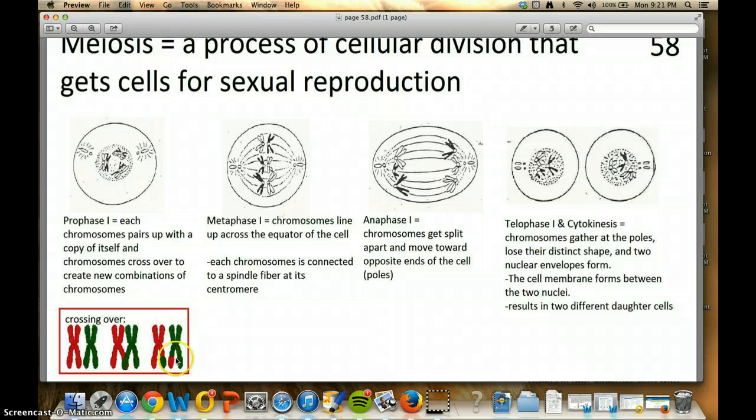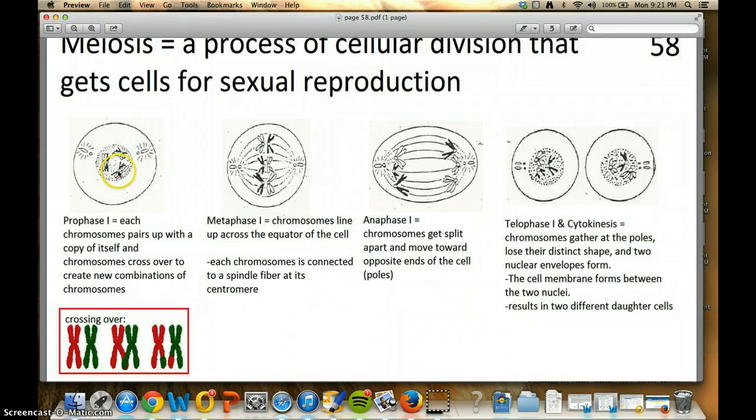This happens in prophase 1, right? So we'll imagine these two are the red and green ones. Then you go through here and they line up, they split, and this one could be in this cell and this one could be in that cell. Very unique patterns.